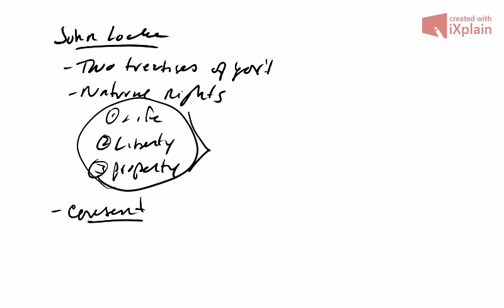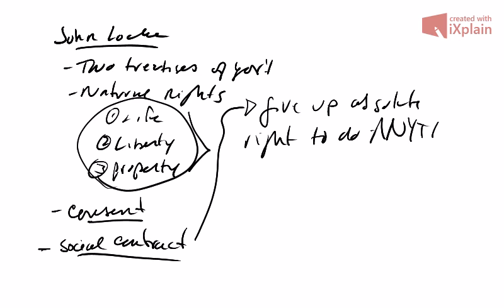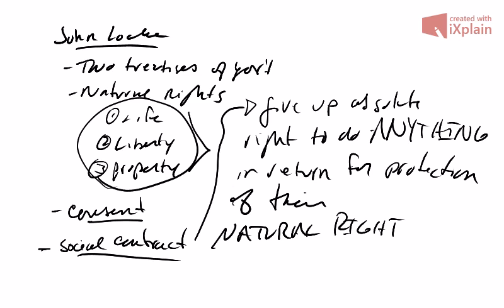And in order to make this government efficient, the people agree on a social contract. In this social contract, individuals give up absolute right to do anything and everything they want in return for protection of their natural rights. And that is the main purpose of government.